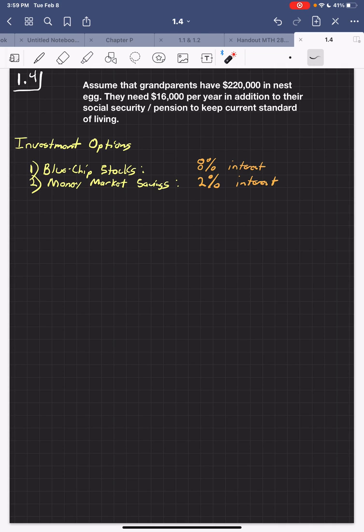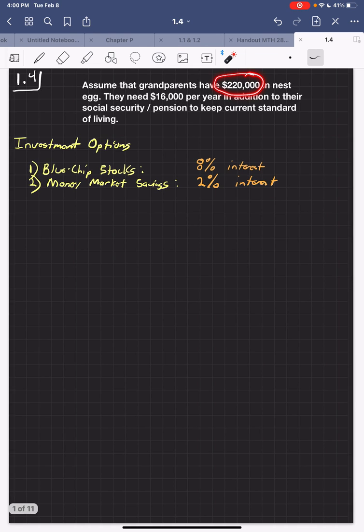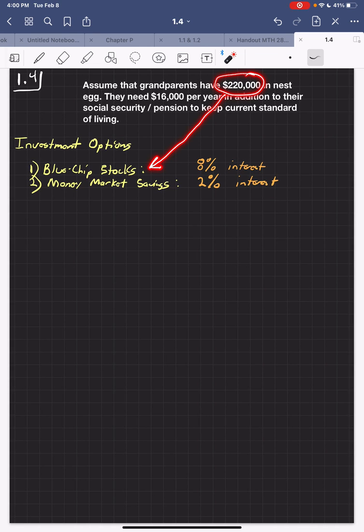In other words, yes, they need the $16,000 per year in income, but they want to generate $16,000 a year in income, investing as little of that $220,000 into stocks as possible, right? Now, if they could get $16,000 by putting all of their $220,000 into a savings account, then they would do that, but that's not feasible. So at least a certain amount of that $220,000 is going to have to go into stocks. But we want to minimize that amount. Got it?